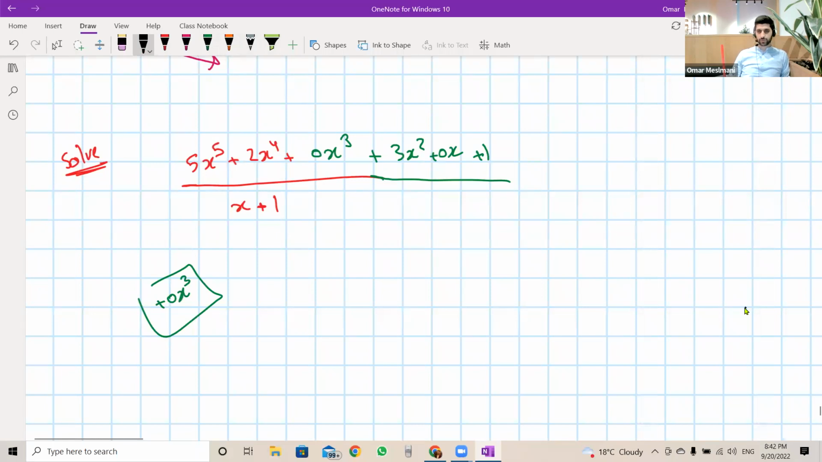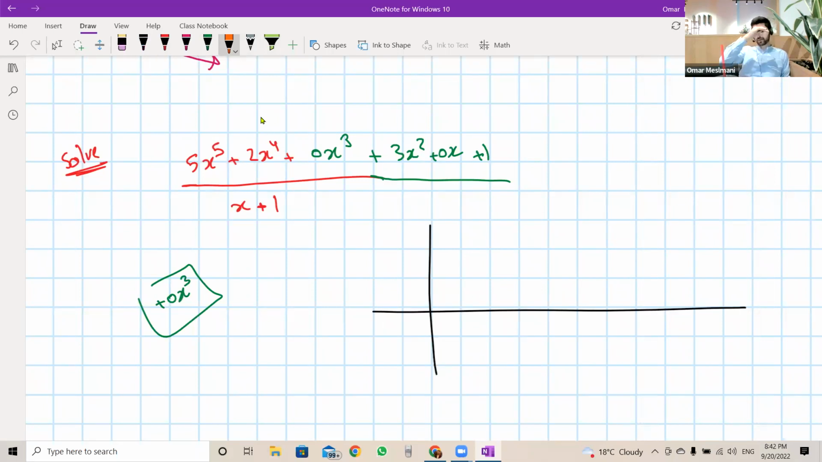And what I told you, you do this, you do that. Write the coefficients. Now, Burak, if you didn't do it in standard form, the coefficients are not going to be correct. Careful about this one. So the coefficients are 5, 2, 0, 3, 0, and 1. I'm writing only the coefficients: 5, 2, 0, 3, 0, and 1.